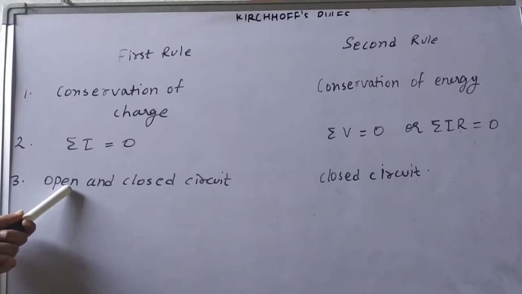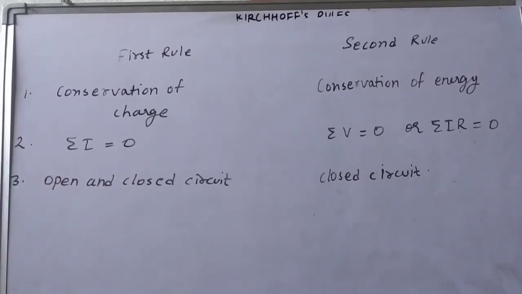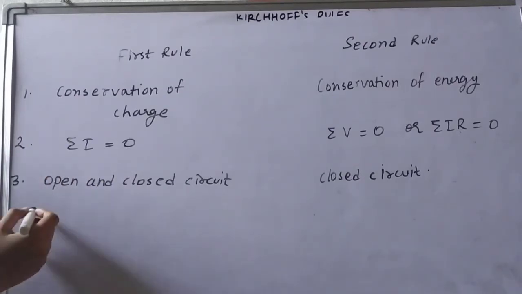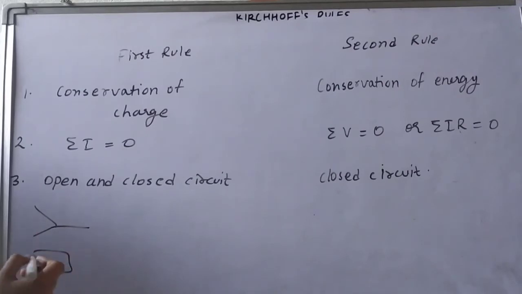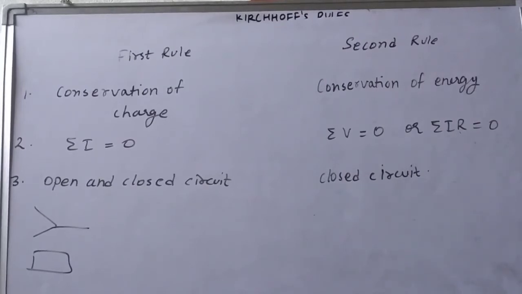Here we can use the open circuit and the closed circuit. The open circuit we have used in this one, and the closed circuit also you can use. But in the second rule, you have to use the closed circuit only, because only in a closed circuit can you make the loop flow. You can make the loop. Okay, this is all about the Kirchhoff first rule and second rule.